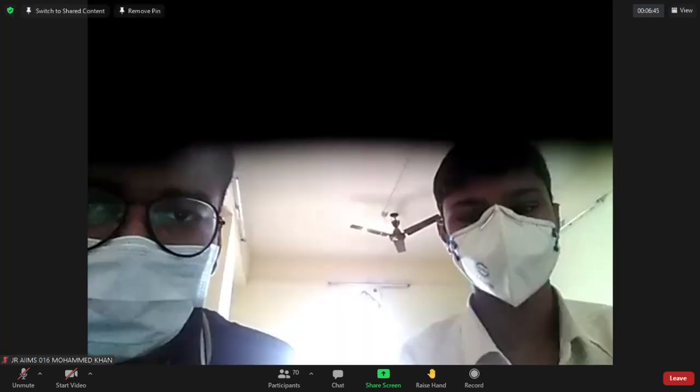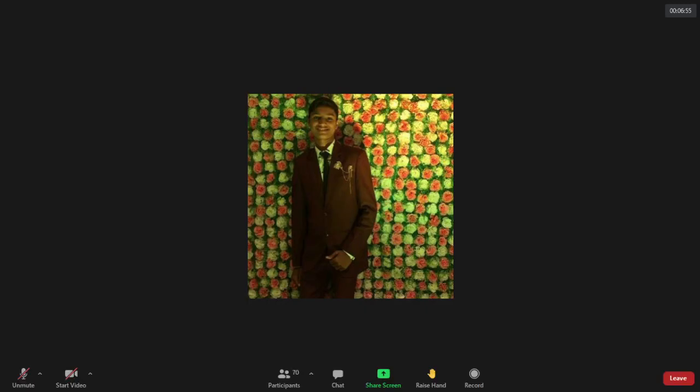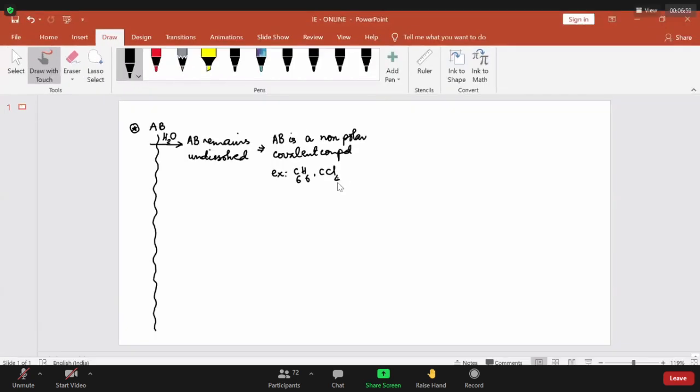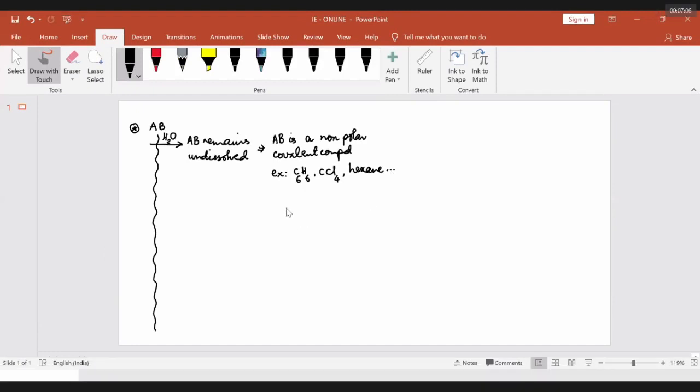Once you understand this, then naturally you may have a question: what are the possible examples of non-polar covalent compounds? There are so many examples, for example C6H6. Benzene is a non-polar covalent compound. CCl4 is a non-polar covalent compound. Hexane, heptane, so many substances are there. However, I am not interested in this one. I am developing the subject like this.